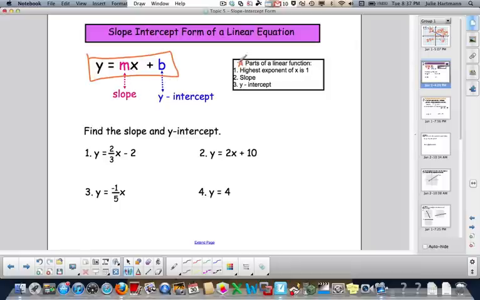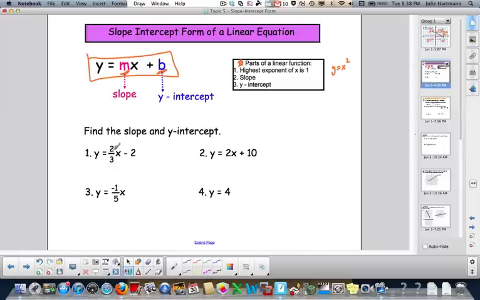Now, just to keep in mind, parts of a linear function. The highest exponent of x is 1, so you wouldn't have something like y equals x squared. You have to have a slope and you have to have a y-intercept. Knowing that our slope is the number in front of the x, and the y-intercept is the number that's by itself, find the slope and the y-intercept.